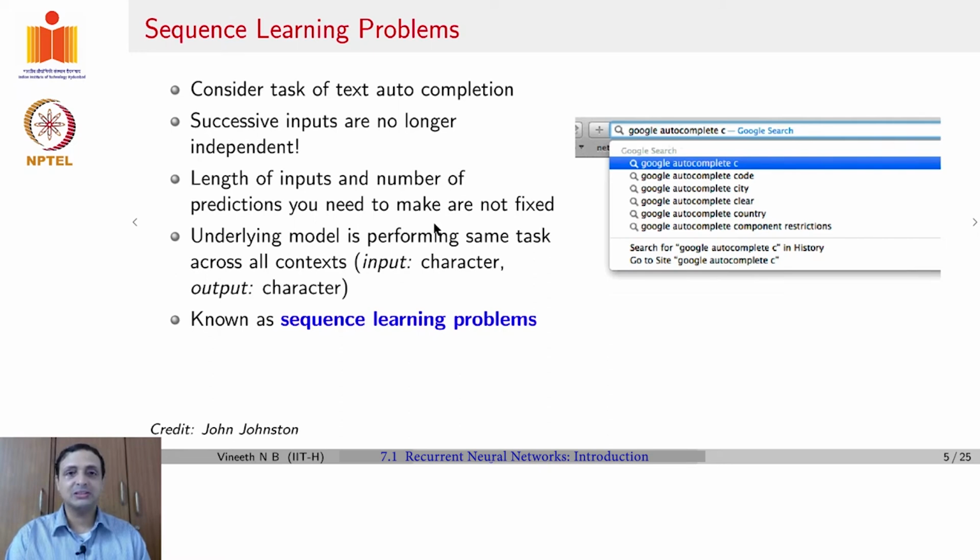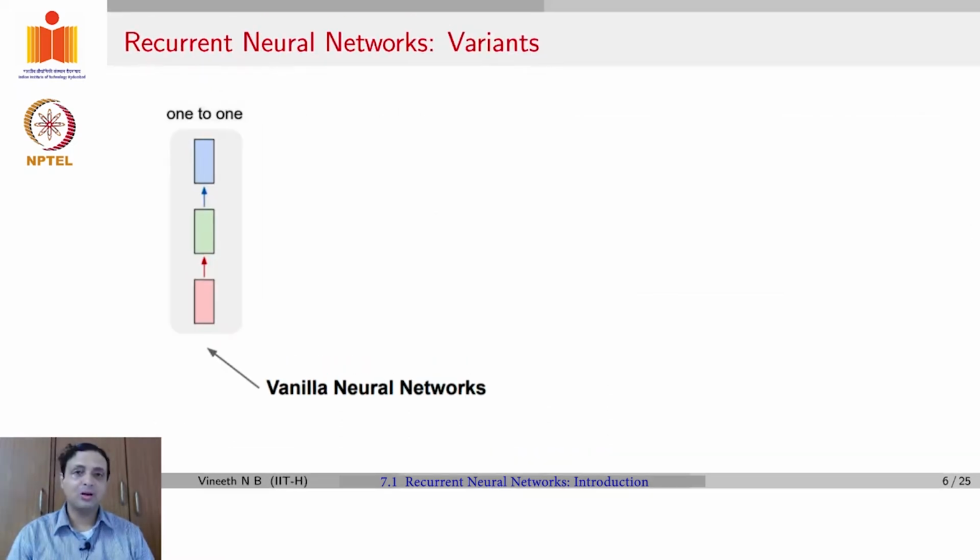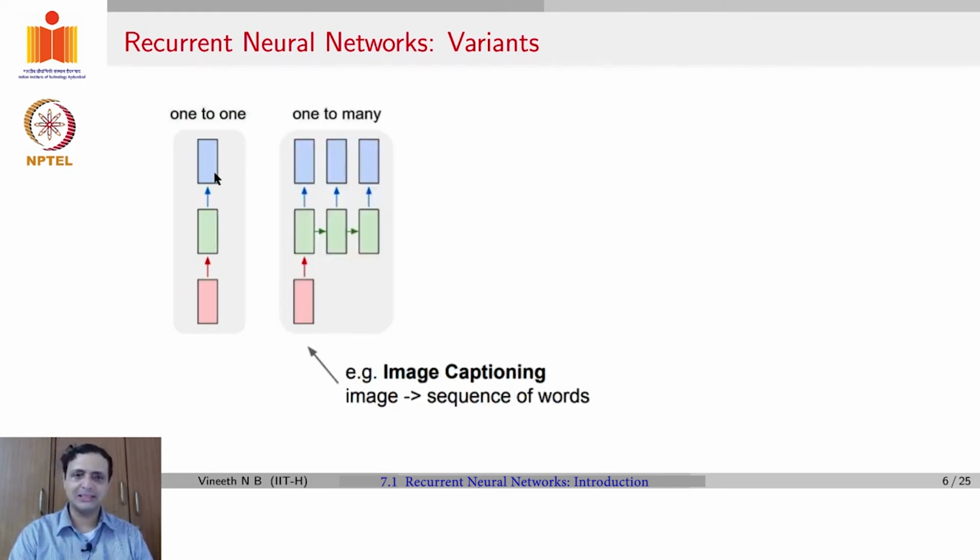These kinds of problems are known as sequence learning problems. The neural network architecture that is designed to handle such sequence learning problems is known as recurrent neural networks, and we will see why they are called so soon. If you visualize a standard feed-forward vanilla neural network as an input, a set of hidden layers and an output, then the variants of recurrent neural networks can be visualized as follows.